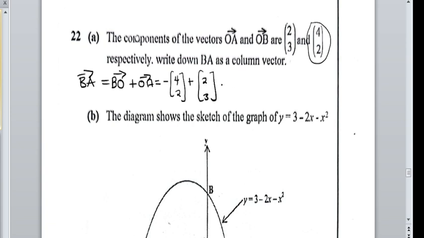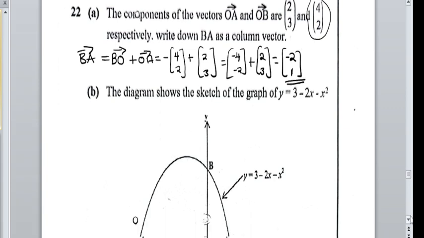Then this is going to simplify as negative 4, negative 2, then plus 2, 3, which is equal to, then what is our BA? Negative 4 plus 2, we get negative 2. Then negative 2 plus 3, we get positive 1. So that is the final answer for that one.